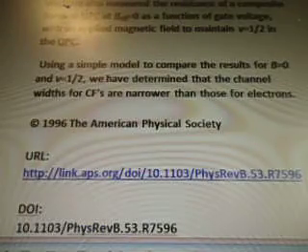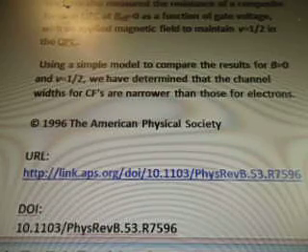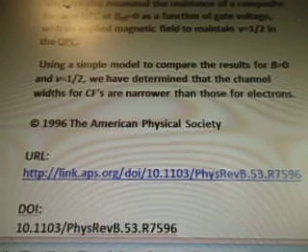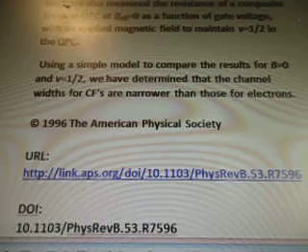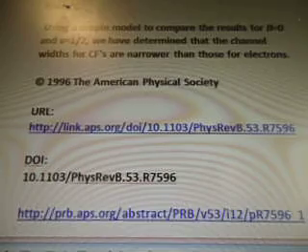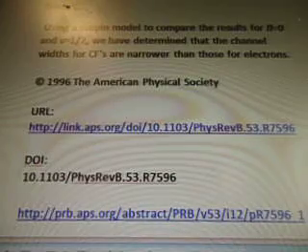I don't know if it's 1 divided by 2 or if it's 1 half. Sorry. Using a simple model to compare the results for B equals 0 and V equals 1 half. I think it's 1 half. Whatever, 1 divided by 2, whatever you want to do. We've determined that the channel widths for CFs are narrower than those for electrons.